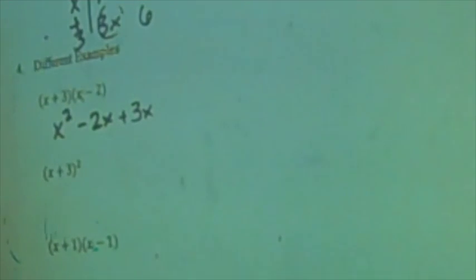Our outside terms. Lars? x and negative 2. We have a minus 2 here. x and negative 2. So we got minus 2x. Inside terms. Luke? Positive 3x. Plus 3x. And then our last terms. Ellen? Is it minus 6?